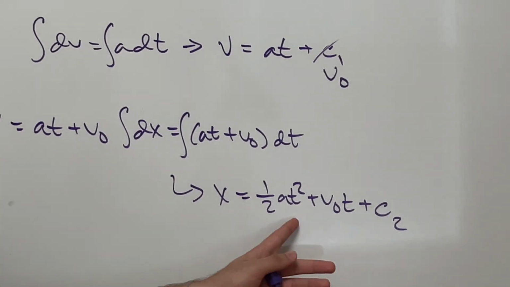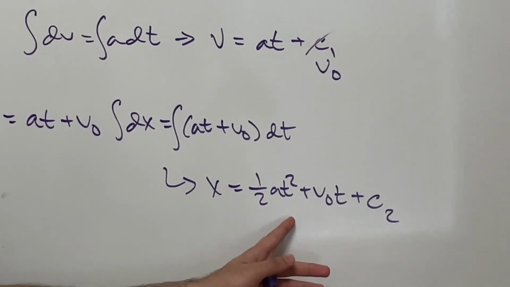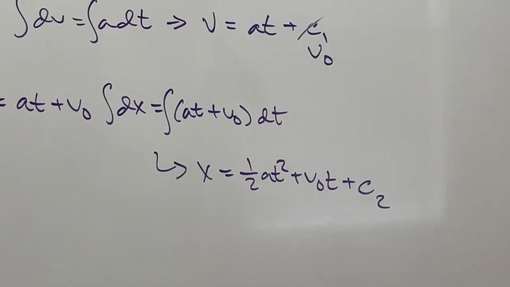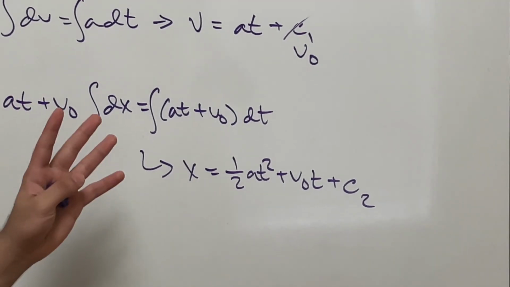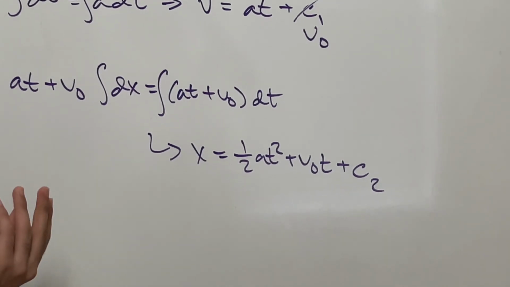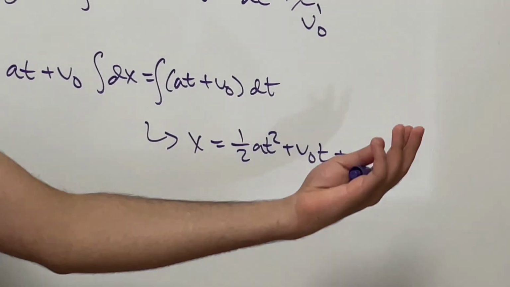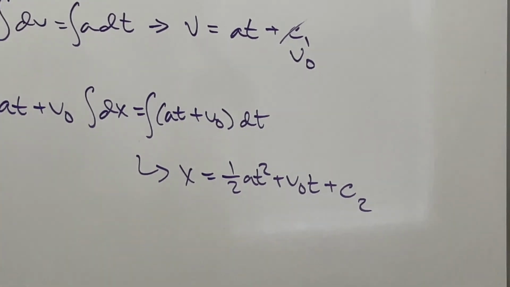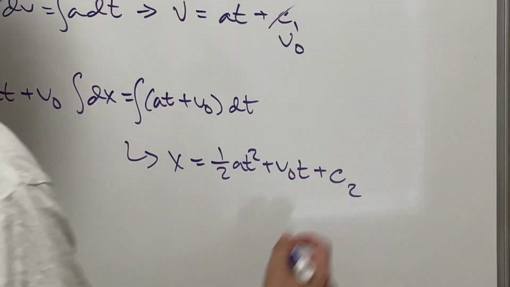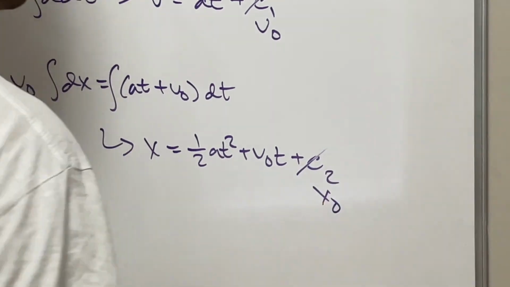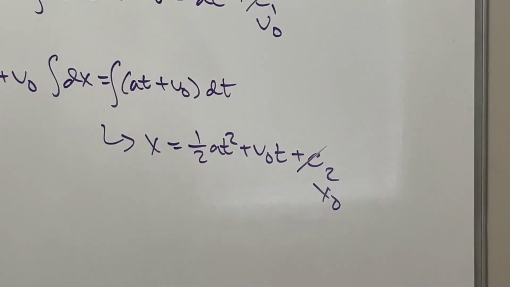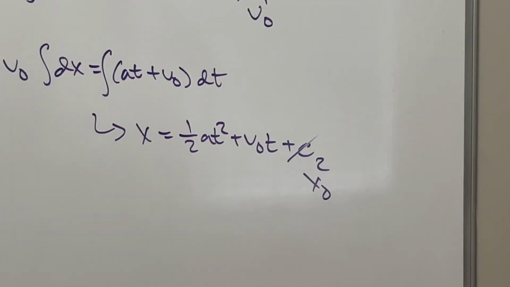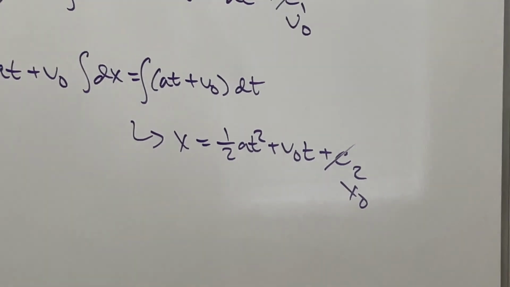So if we say that t is equal to 0, these two terms drop out. If t is equal to 0, then the object is still at its initial position, before it accelerates to a new position. So that means c2 needs to be our initial position, x-naught. You can think of it as the object's position before any acceleration happened, so basically when t is 0.